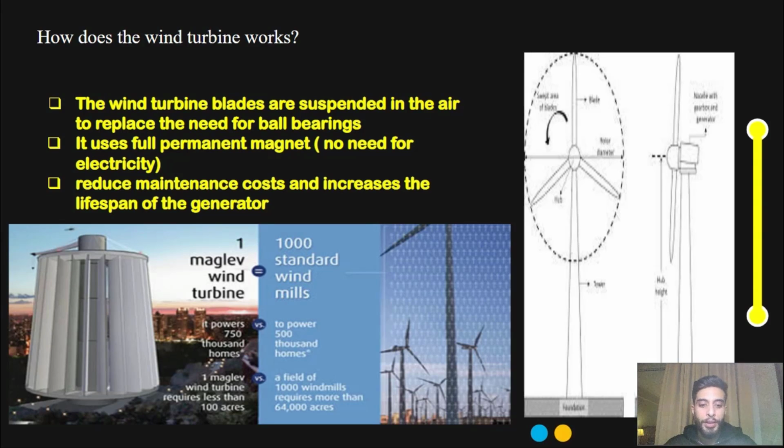The vertically oriented blades of the wind turbine will be suspended on the air above the base of the machine, replacing the need for ball bearings. And the wind turbine uses full permanent magnets instead of electromagnets. Therefore, it doesn't require electricity to run the system. And that will also help to reduce the maintenance costs and increase the lifespan of the generator.